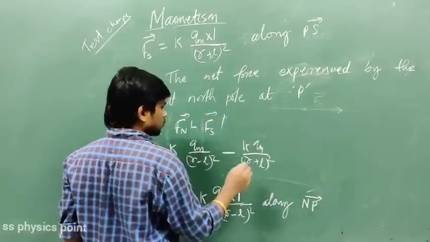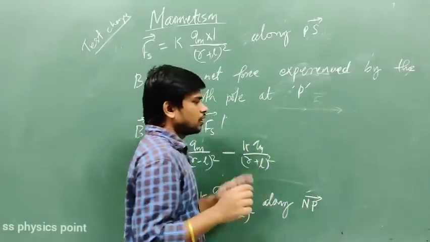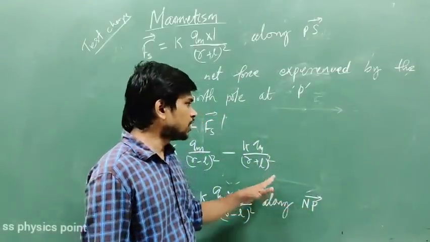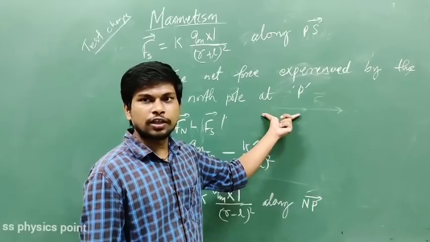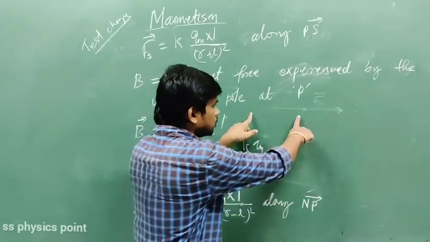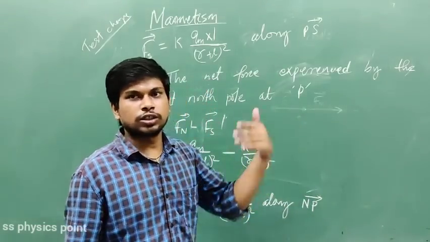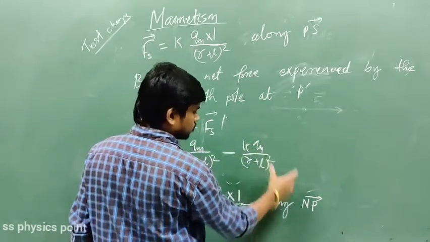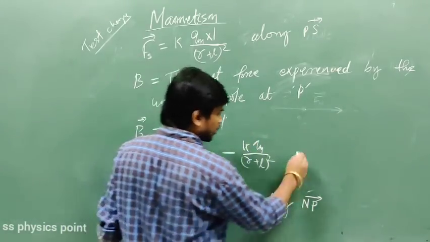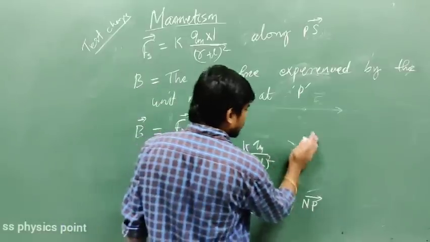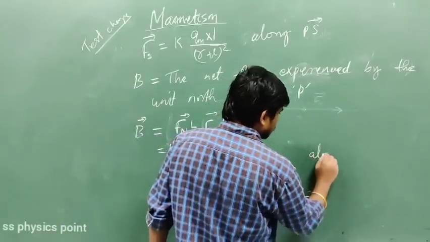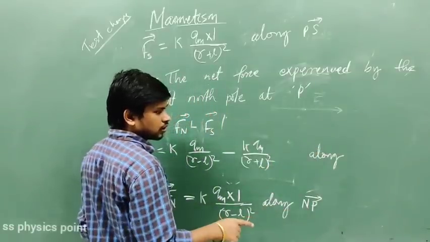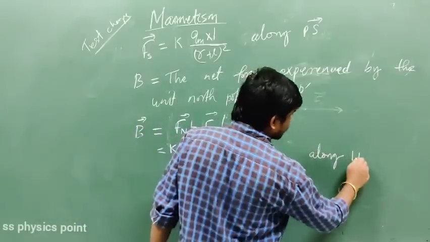This is the net force, and you can write the direction. It will be along the direction of NP. Because which force was greater? The force due to the north pole was greater. Because the smaller the distance, the higher the force. So this was at a smaller distance, so because of that more force was acting. So the net resultant force will be along NP.